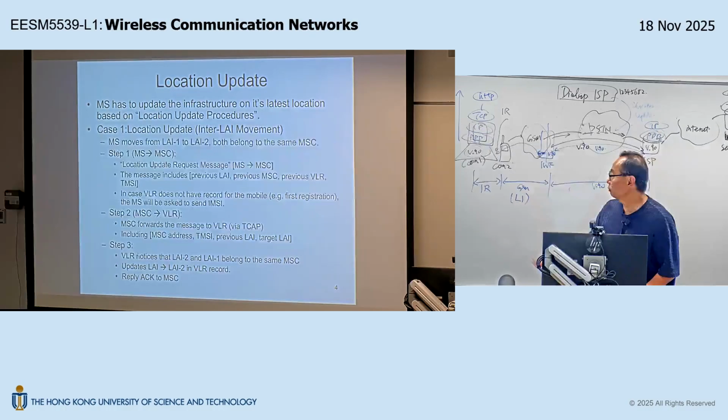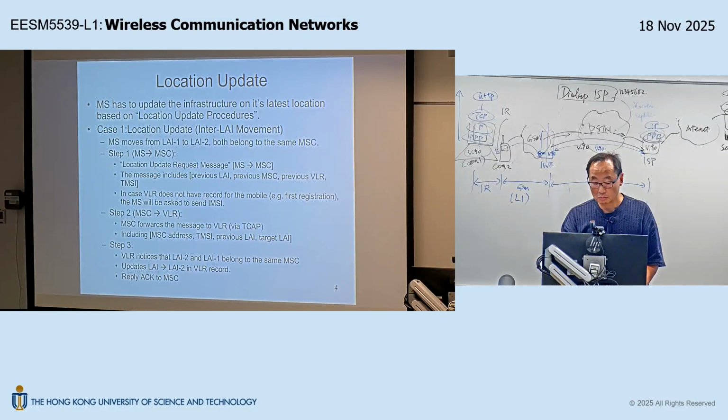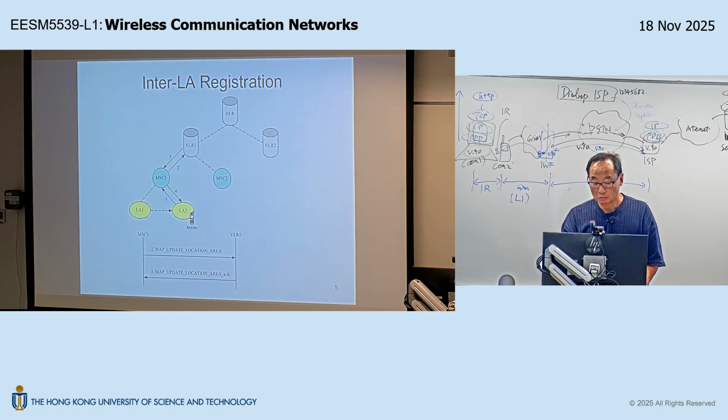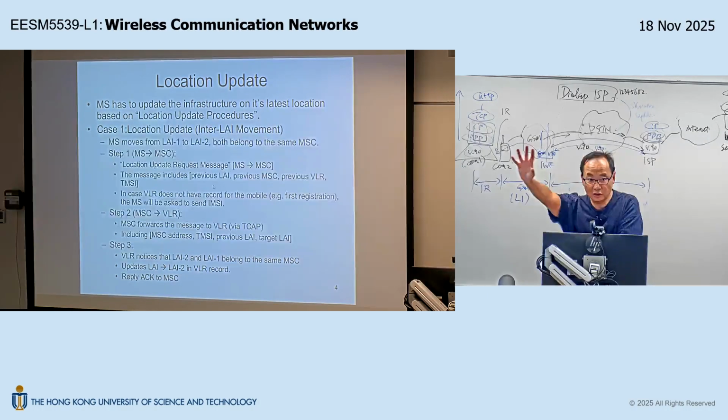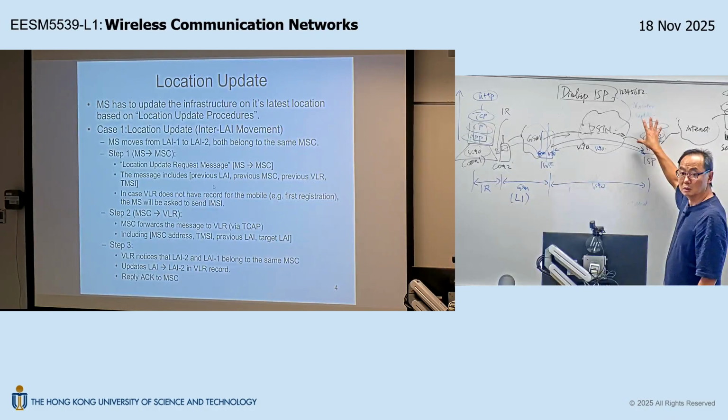So therefore, step 3 is to reply with an ACK to the mobile switching center, completing the database transaction here. After step 3, the mobile switching center realizes my database update is completed, and it will acknowledge the mobile. Step 4 is basically acknowledging the mobile, completing the location update procedure. Is that okay? So through this update, in this easy case, the infrastructure, in particular the visiting location register, will know the latest location area of the mobile, being location area 2.